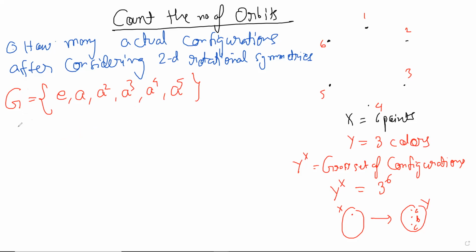Okay. Now what we are doing, this group is acting on the set of all configurations, on the gross set of configurations. It is kind of acting because when you apply a symmetry on a configuration, you get another configuration.